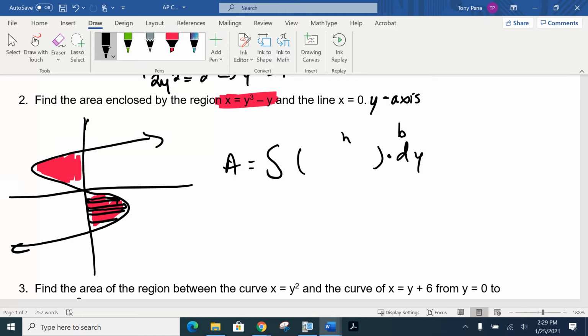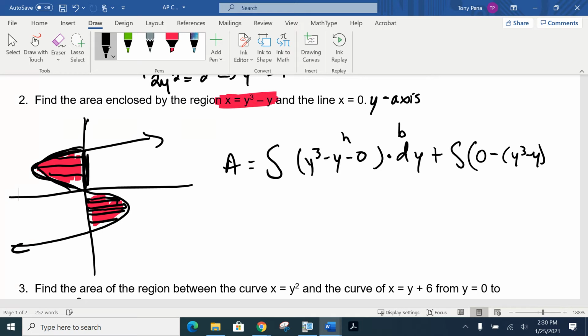The height, since these have fallen over, is whatever curve is on the right. If we look over here, y cubed minus y is on the right, and then 0 is on the left. However, we have to go up here as well. If you notice now, the right curve is the y-axis, and the left side is now the curve y cubed minus y. So here's now our left, here's now our right. Since our right and left curves have changed, we need to set up another integral that shows 0 as the right side and y cubed minus y as the left side.